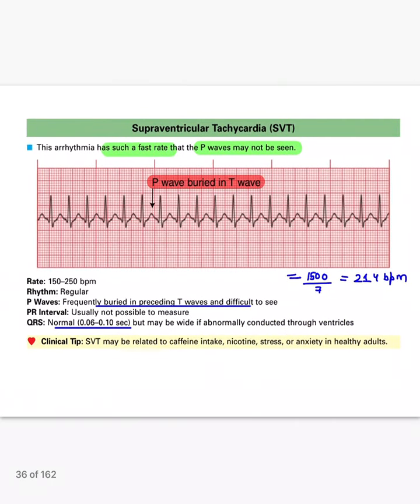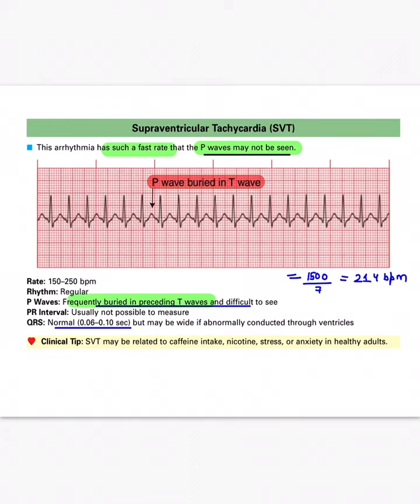Okay, now coming on to supraventricular tachycardia. What does the name indicate? Supraventricular means above the ventricle. When the atrium is contracting and passing the impulse to the ventricle, there is some problem. Suppose there is tachycardia, it's pumping so fast that the P wave won't be distinguished from the T wave. When the T wave ends you have a P wave, but it's pumping so fast that some P waves may be buried in the preceding T wave and are difficult to see. So this is important.